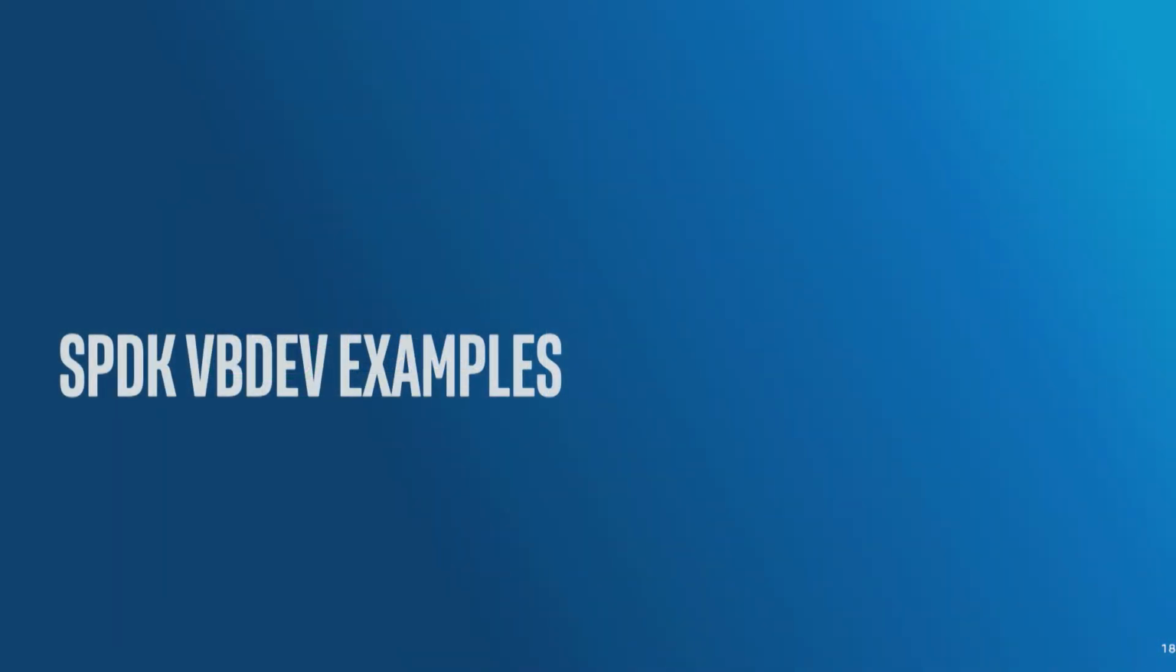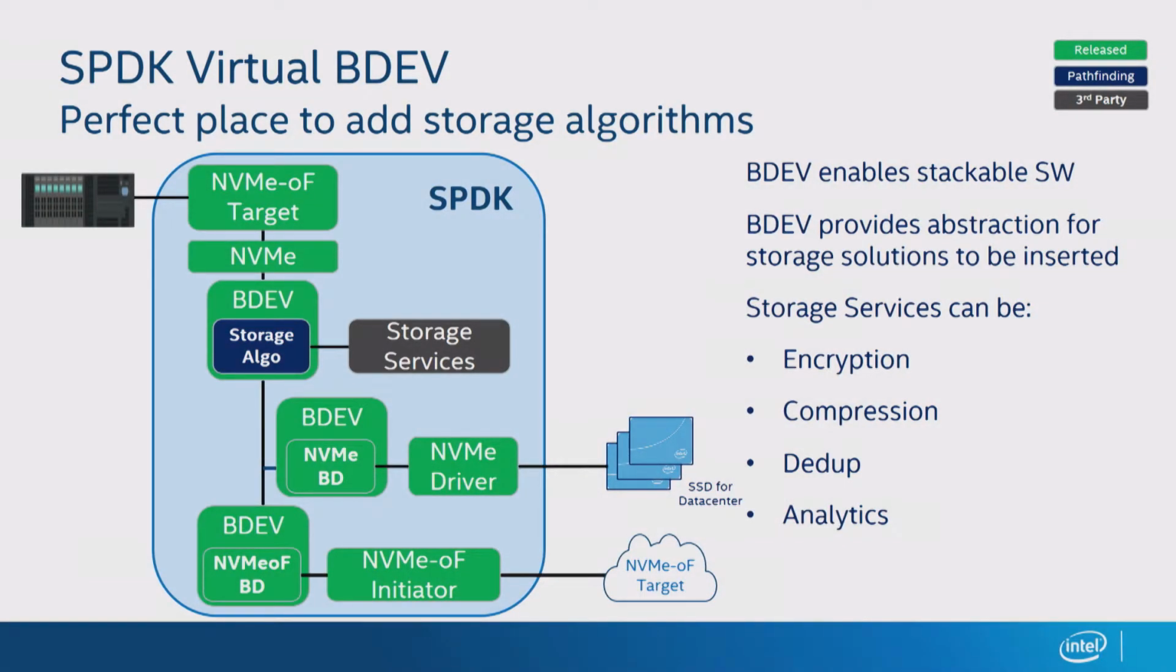Next, I just want to give a few examples of why we think ISAL and SPDK are perfect together, both being user space libraries, and these new block devs are the perfect place to put these storage algorithms, the part that touches data. Because it stacks on top of other BDEVs, you can have the same backends or any backend, and then do your storage algorithm in this virtual BDEV. Some examples: encryption, compression, dedupe, analytics. I'm sure there are tons of things.